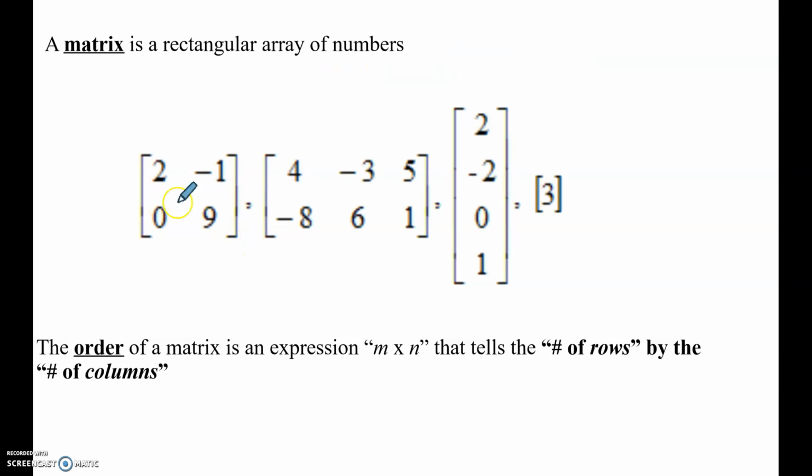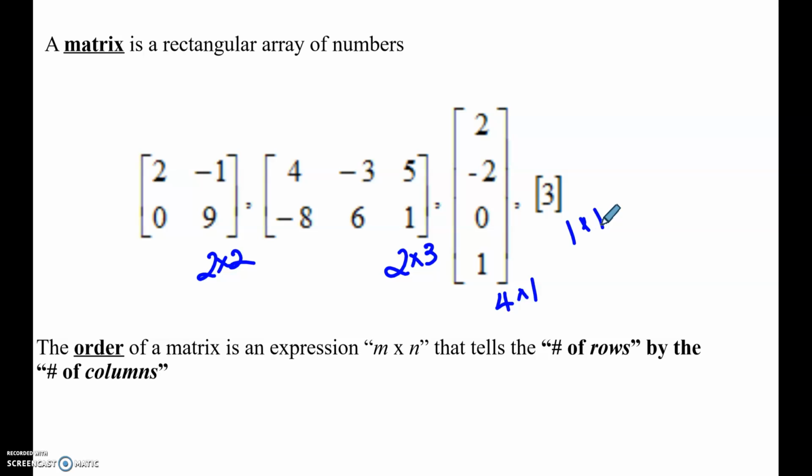So this first one has 2 rows and 2 columns. This second example has 2 horizontal rows but 3 vertical columns, so that would be a 2 by 3 matrix. This next one is actually called a column matrix. It is 4 horizontal rows and 1 vertical column, so it is a 4 by 1 matrix, also called a column matrix. And this last one, we actually can have a matrix that has only 1 entry. That is a 1 by 1, row 1, column 1.